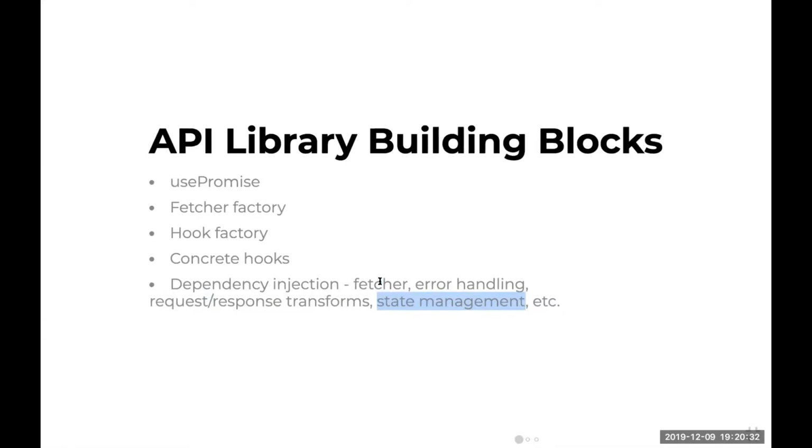And the fetcher itself is actually a dependency that gets injected. So what's the fetcher? The fetcher is essentially, if you want to use Axios as an example, the thing that makes the API call that returns the promise.